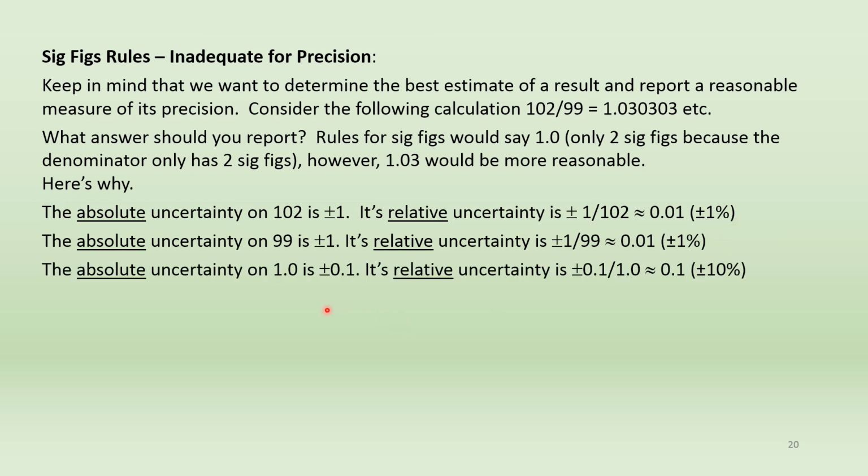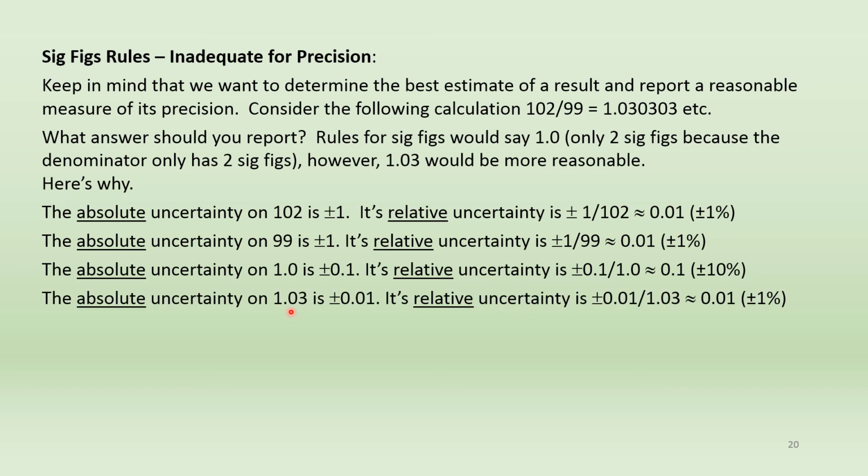If you report 1.0, then the absolute uncertainty is plus or minus 1 in its smallest unit, so that would be plus or minus 0.1. The relative uncertainty is 0.1 divided by 1, or 0.1, which is about 10%, and that's an order of magnitude higher than we got from the two values that went into calculating it. It would not be surprising if the combined uncertainty is a little bit greater, but it should not be a factor of 10 times higher. There's something wrong with this calculation.